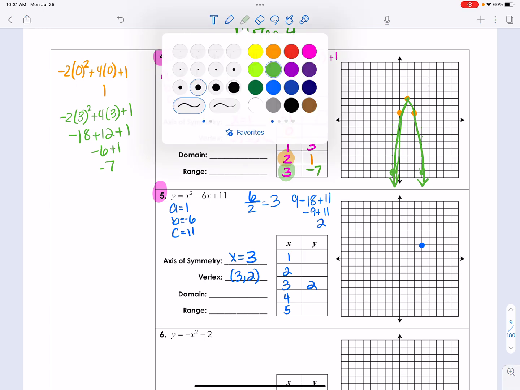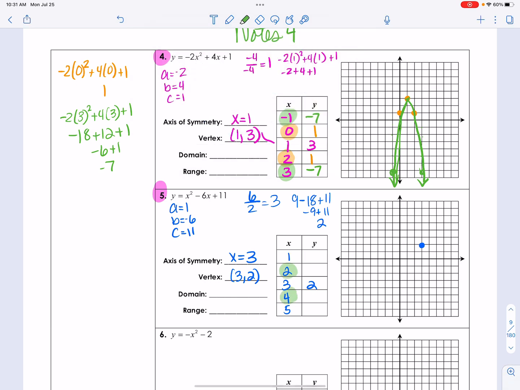And now I'm going to do these, and I can choose whichever one I want. So I'm going to do the 2 because it's smaller. So 2 squared is 4. 2 times 6 is 12 plus 11. So this is a negative 8 plus 11, which is 3. So these are both 3s. So 2, 3, and 4, 3.